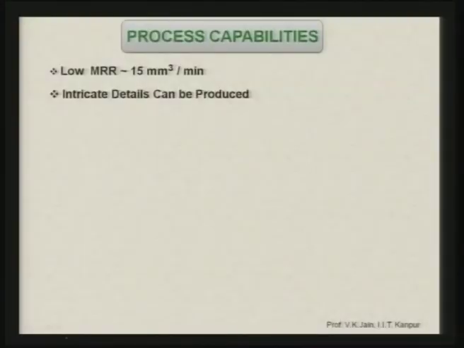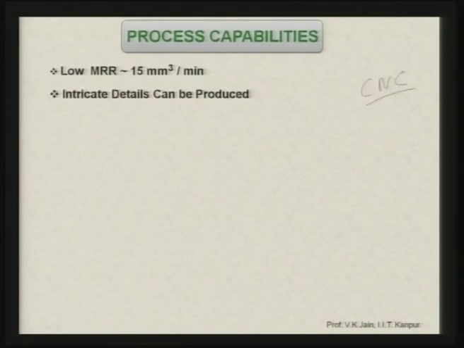Now, the question arises, what are the capabilities of the AJM process? In case of the AJM process, the material removal rate is comparatively low as compared to many other advanced machining processes. It is somewhere around 15 cubic millimeter per minute. It does not mean exactly 15 cubic millimeter per minute every time, it will depend upon or vary with the machining parameters, type of the workpiece material and type of the AJM setup you have got. But the advantage is you can produce intricate details on the component or the workpiece.